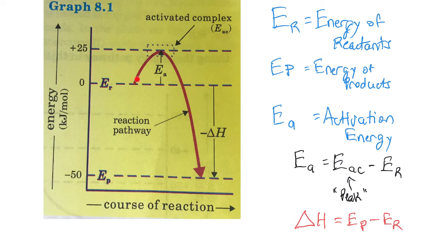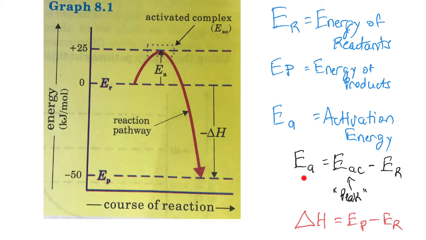Reactants start off here, the products end up at a lower energy state, okay? And again, notice the difference between these two is the delta H, the difference between where we started and where we ended. The point where the reaction can begin to happen on its own is the activation energy.